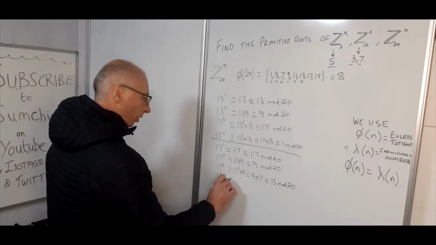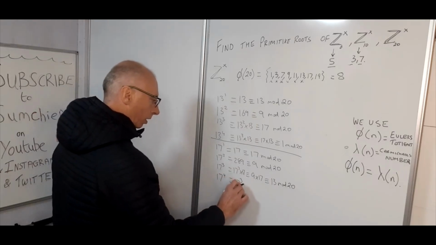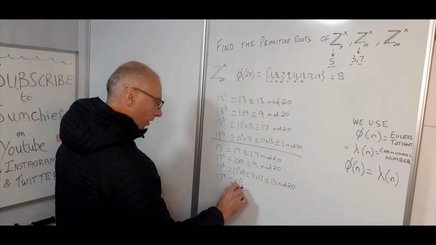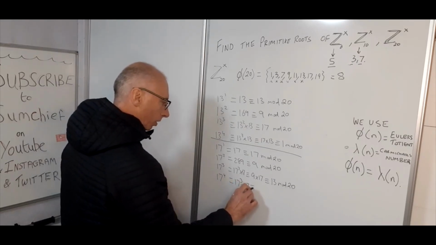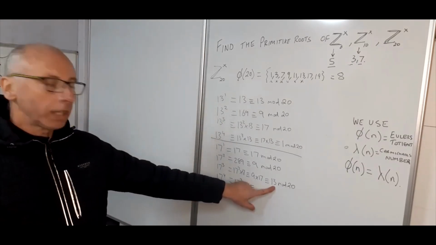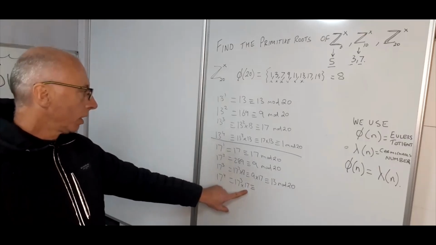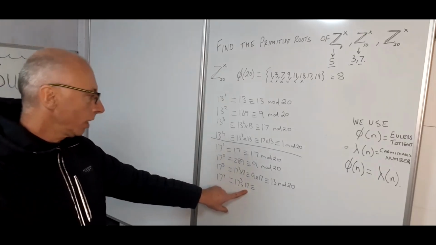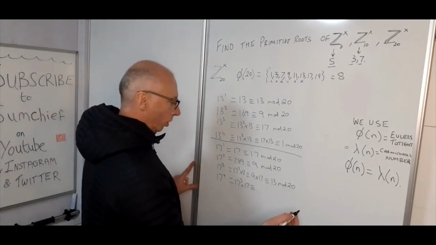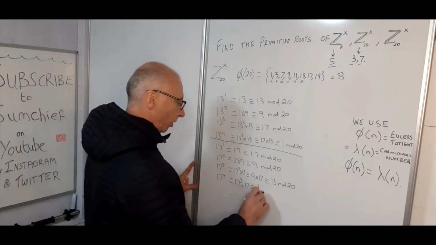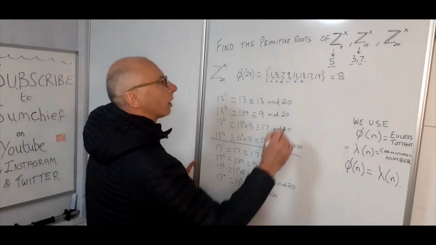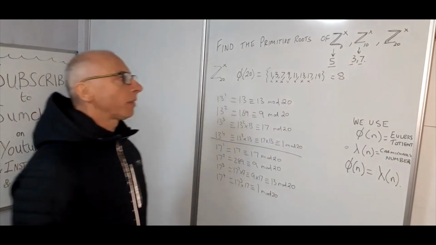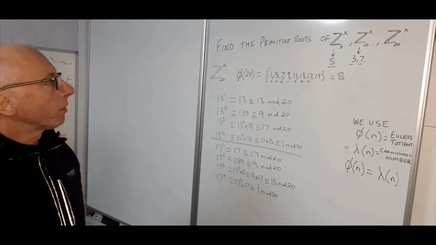17 to the 4 equals 17 cubed times 17, which is congruent to 13 times 17. Well, 13 times 17 is 221. 221 is back to our 1 mod 20. So 17 is not a primitive root.